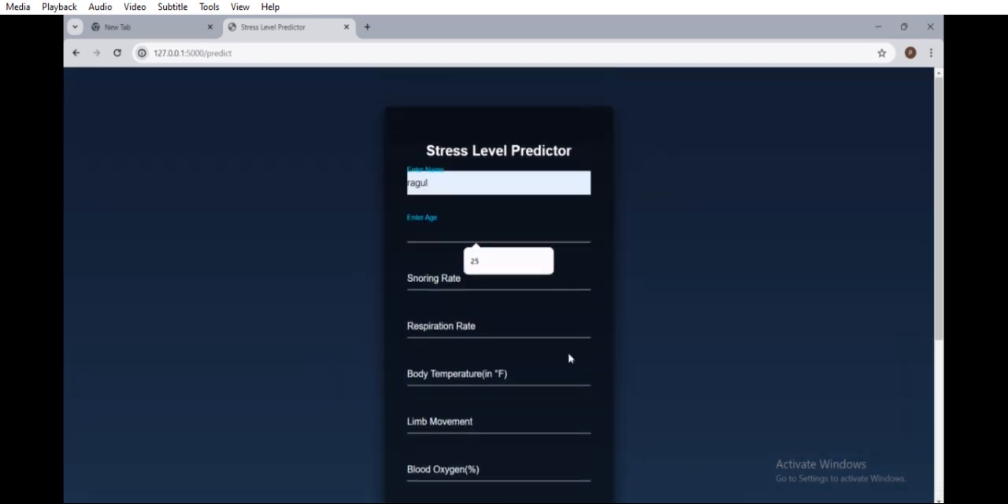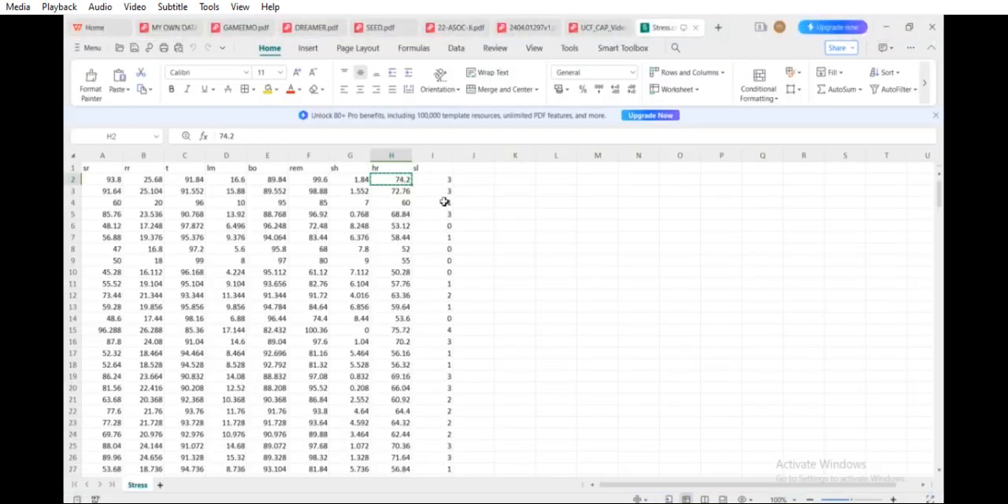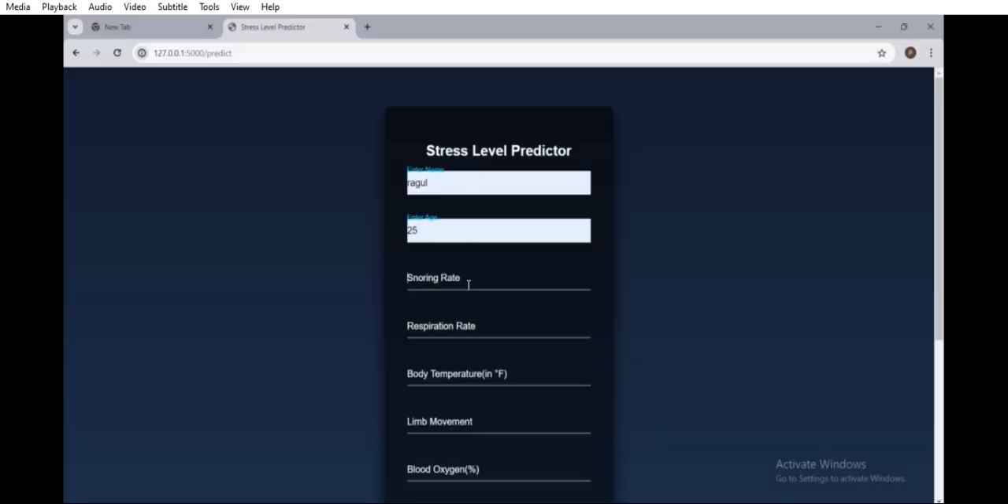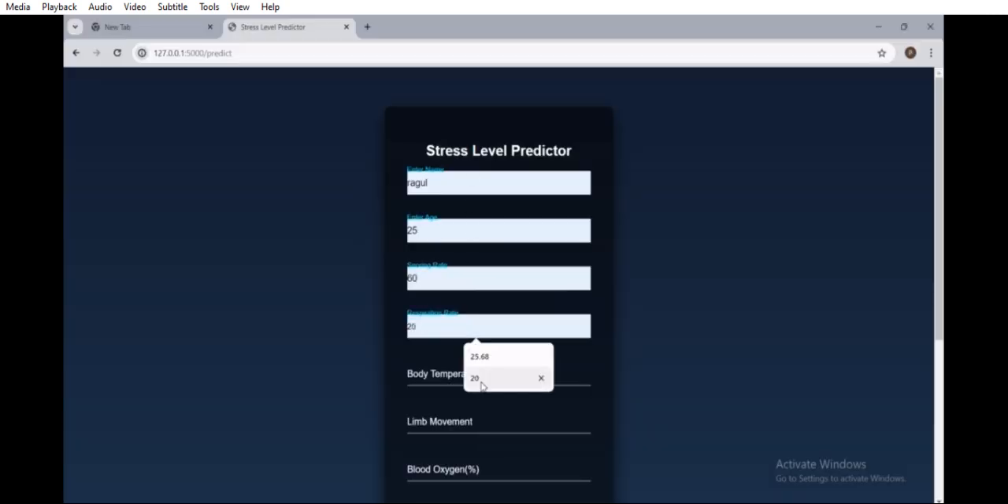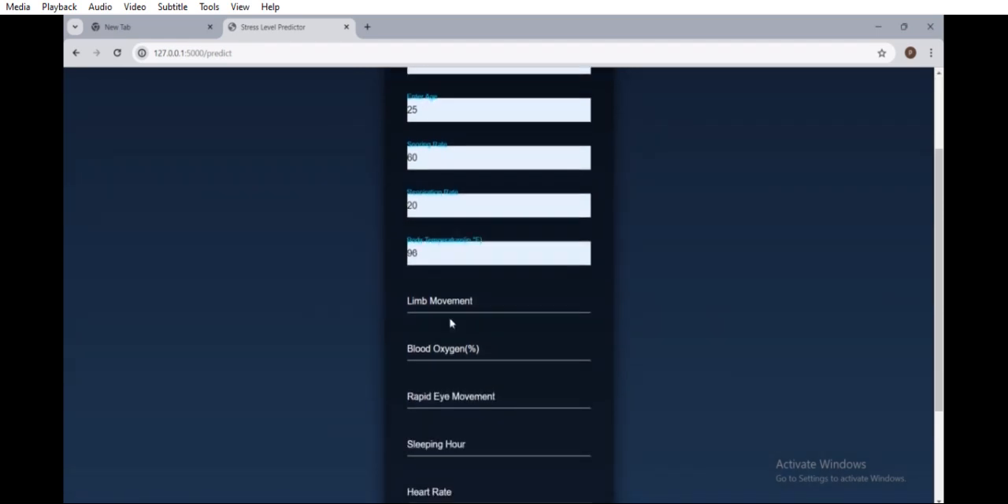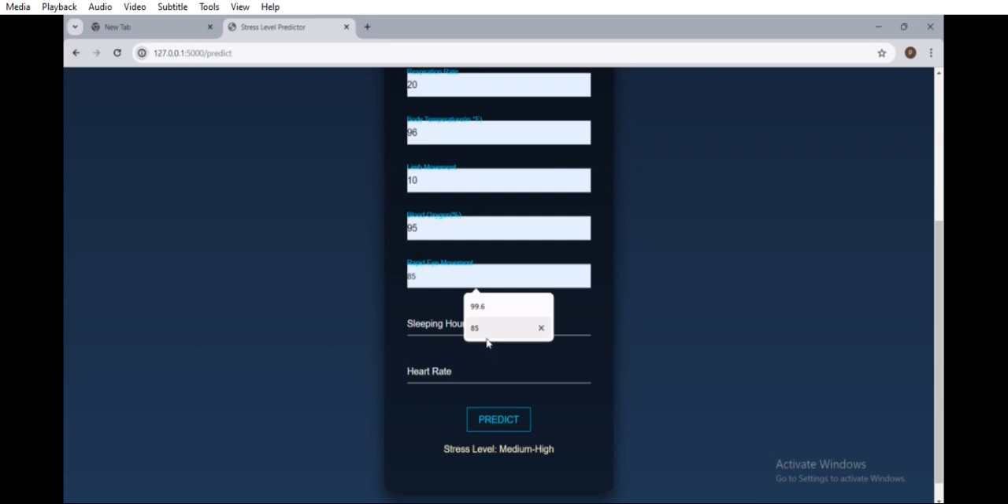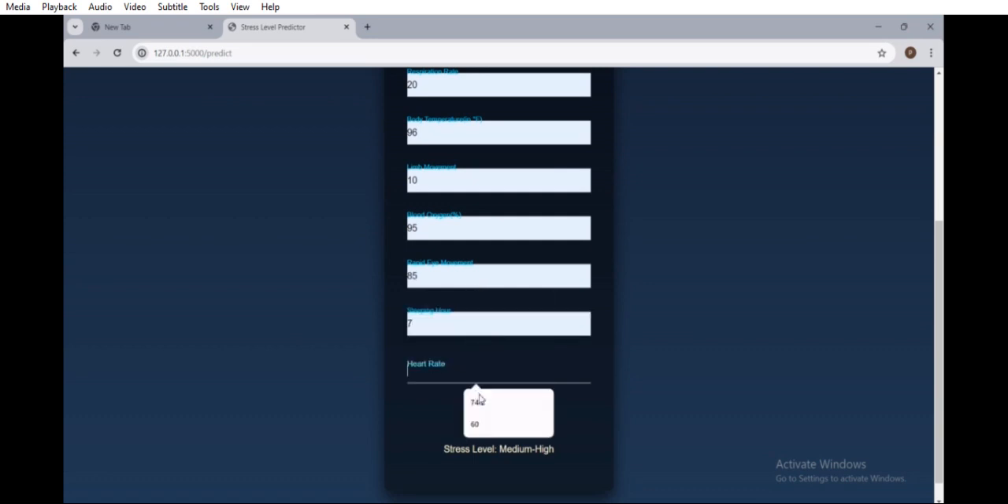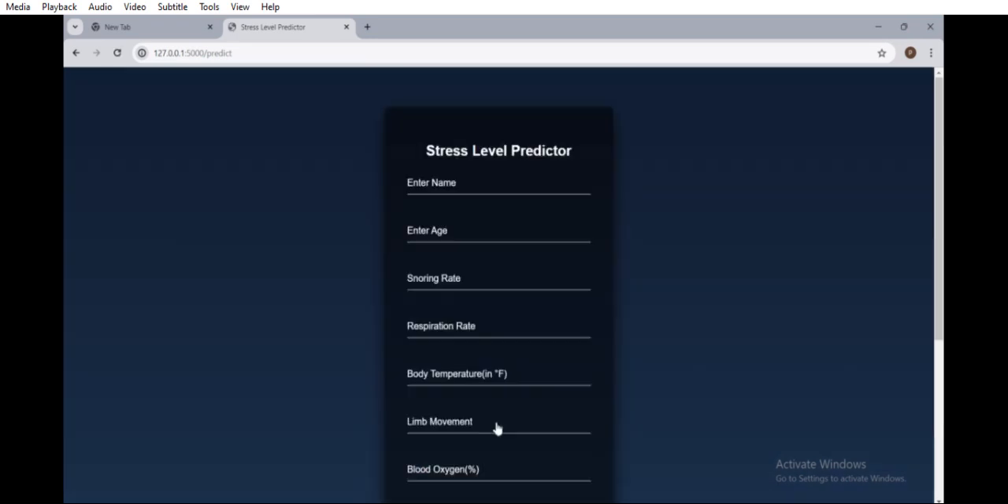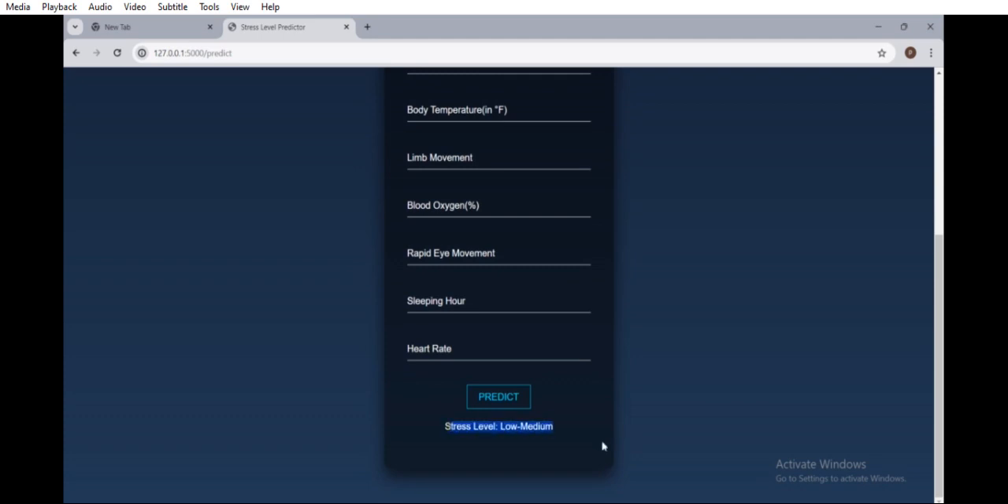Now I am showing another example. In this project it has 5 classes. First class is low, second class is low medium, third class is medium, fourth class is medium high and fifth class is high. This is an example for low medium.